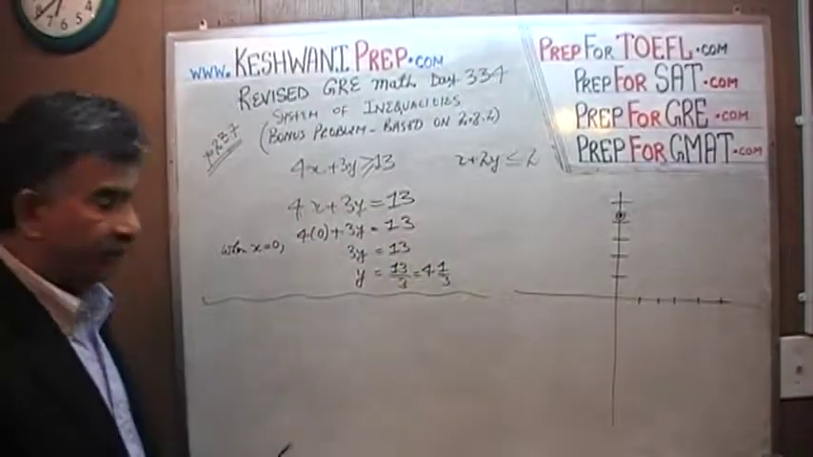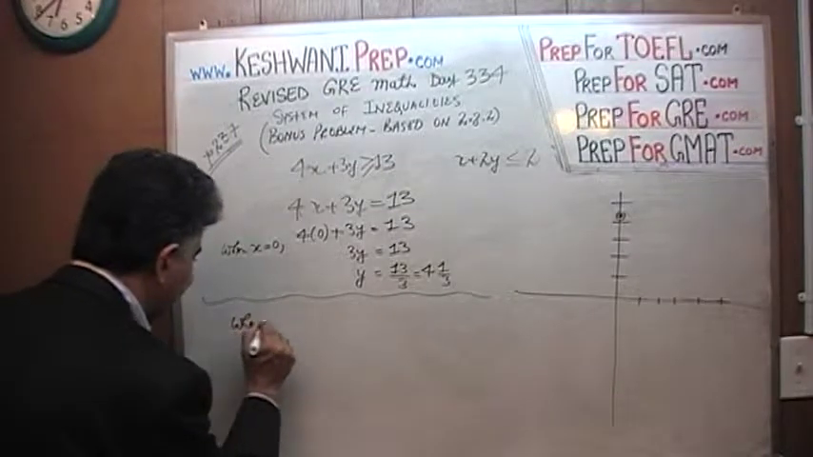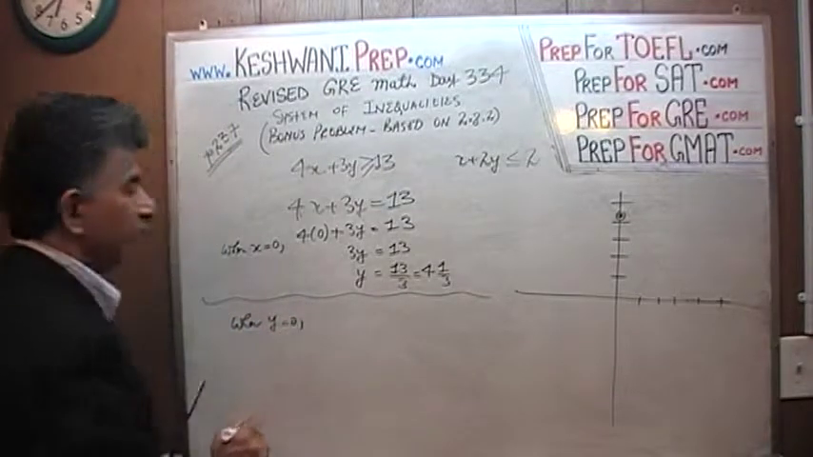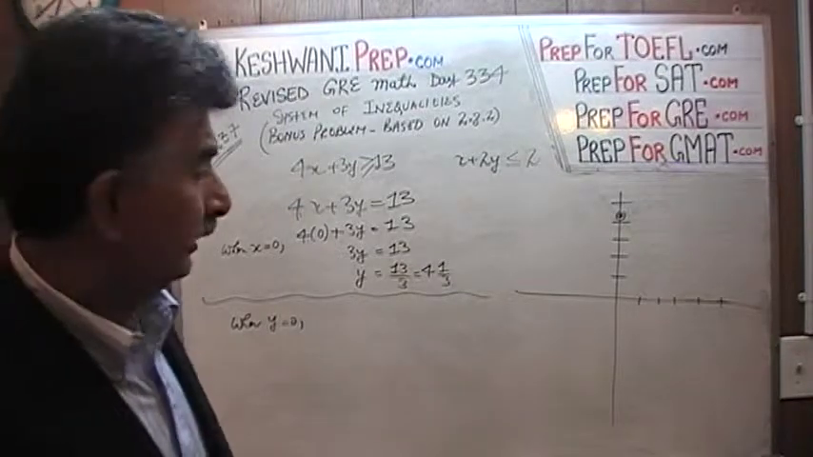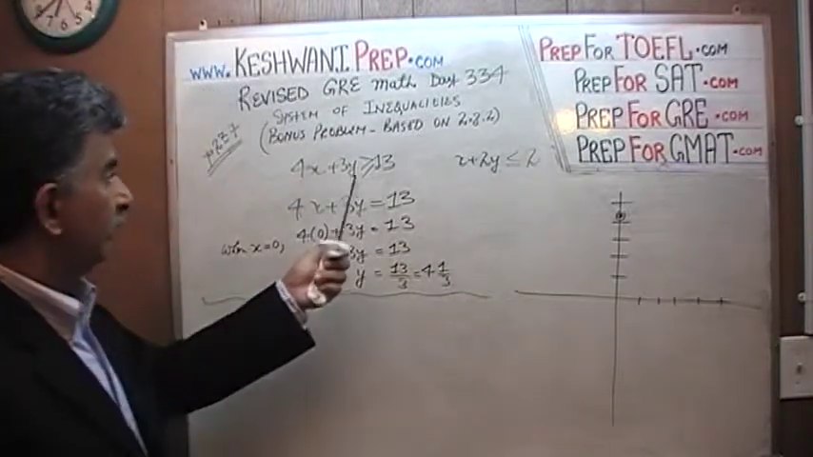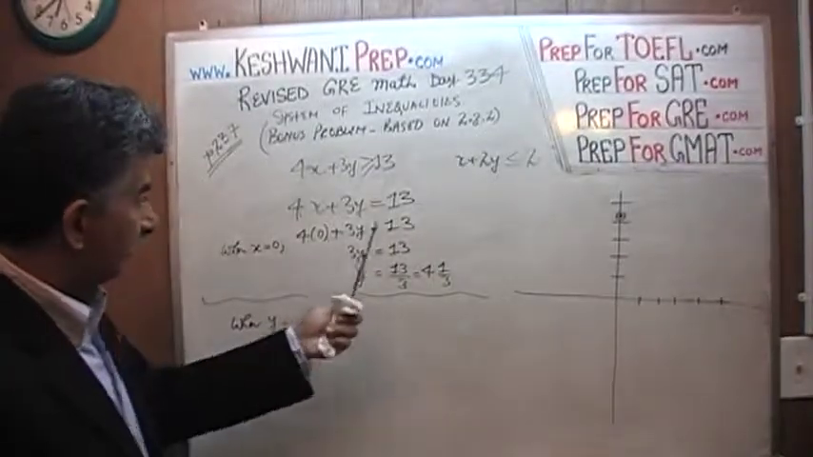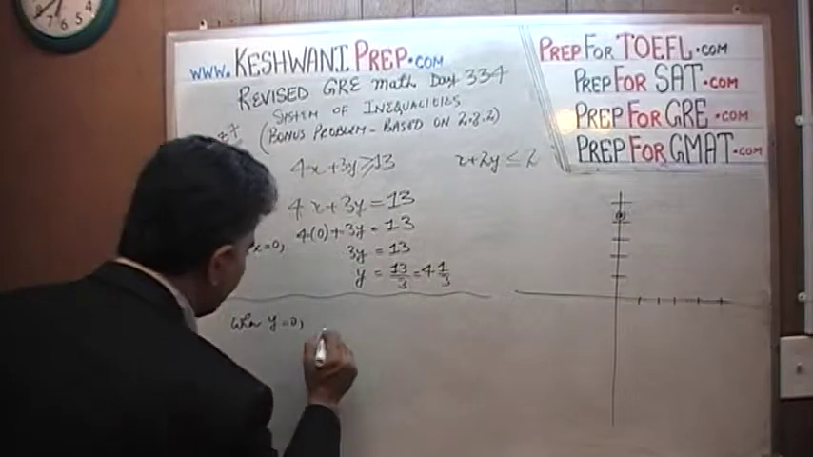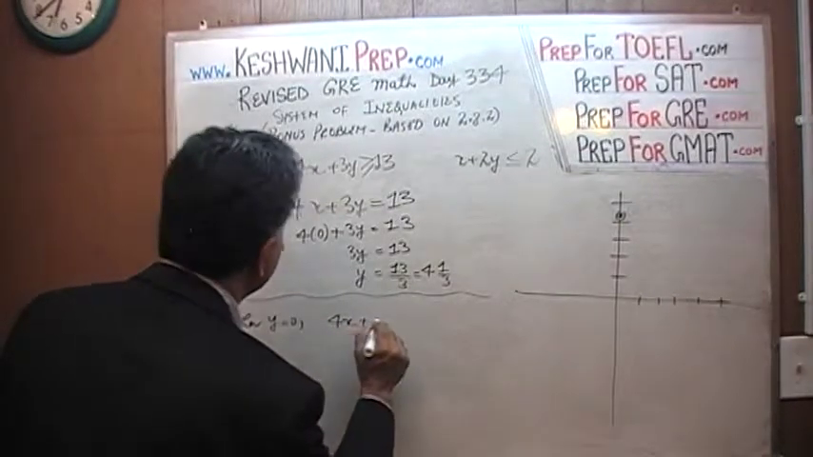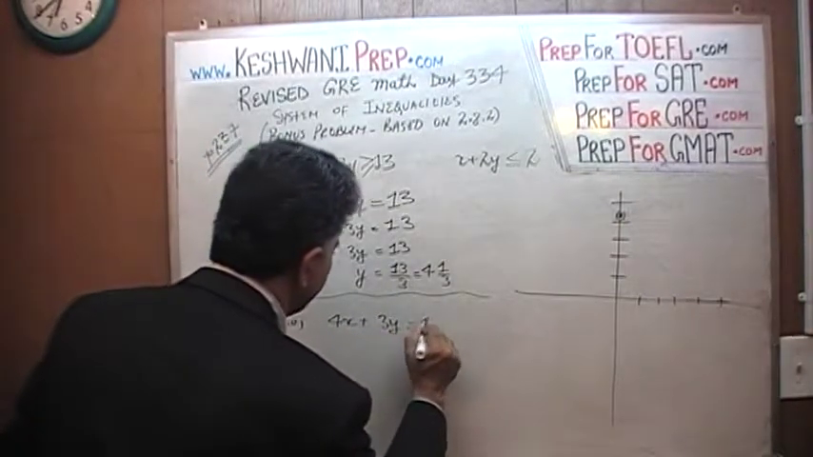Let's find the x-intercept now. When y is equal to 0, we did this work yesterday. We are doing it again because this is an independent problem. There's nothing to do with yesterday's problem. Here we're dealing with two inequalities. But we have to start out as equality so that we can plot them first. And again, we have 4x plus 3y equals 13.